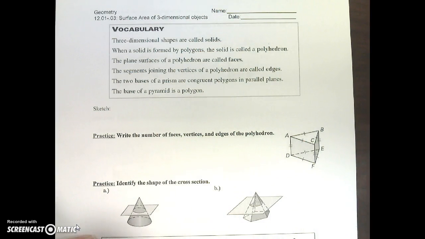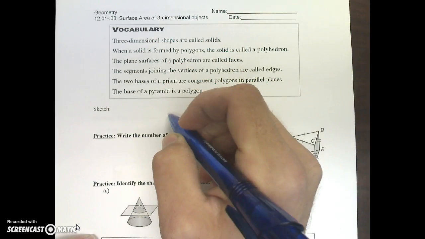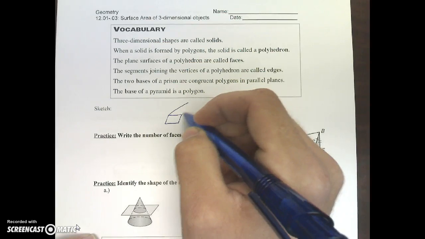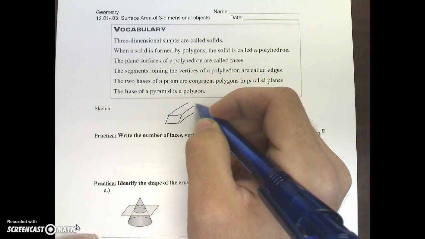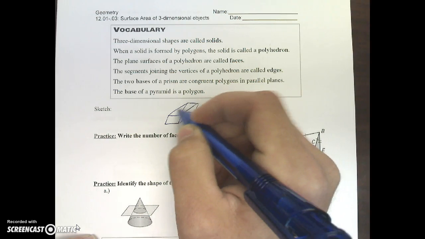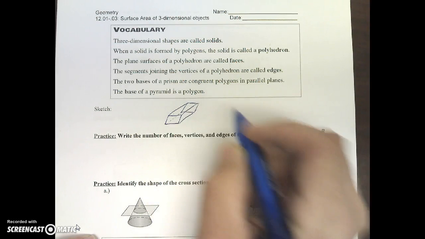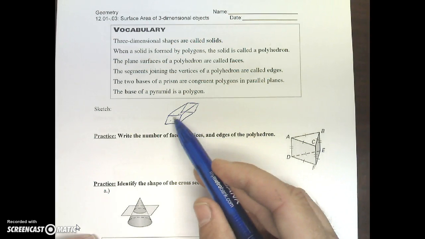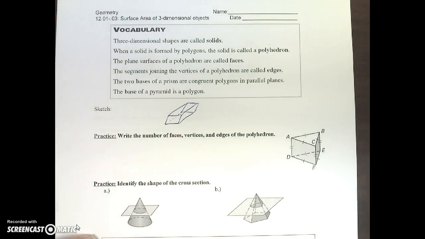The base of a pyramid is a polygon. So what we're looking for here is, I'm going to show you a quick sketch. Here's a parallelogram. I'm going to do my absolute best here, so bear with me. But basically what's going on here is you have parallel bases. Your faces and your edges are all on the outside.